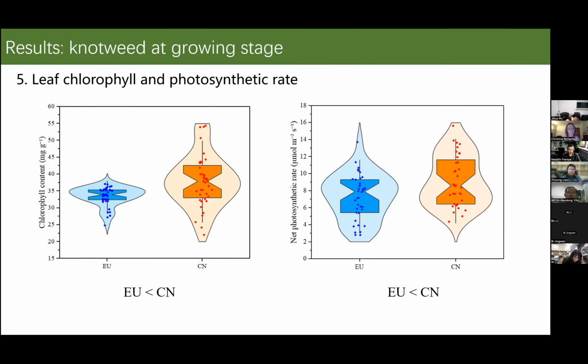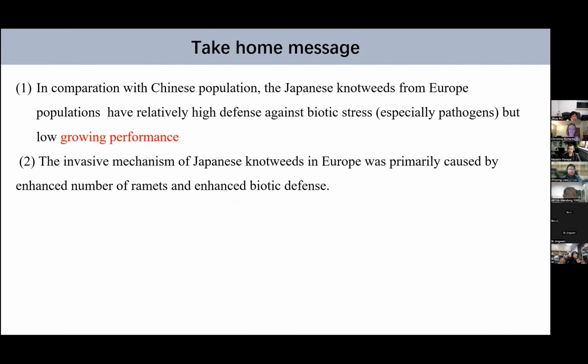Okay, I only prepared the growing stage. We also have some results at the mature stage. Maybe next time I can show them. Take home message. This is similar with the results in 2023.